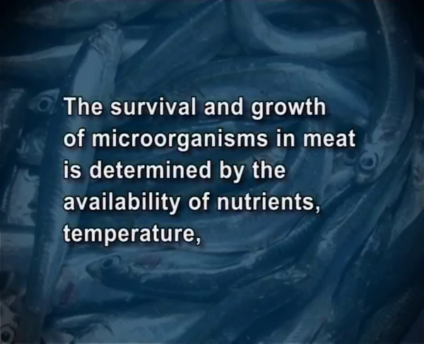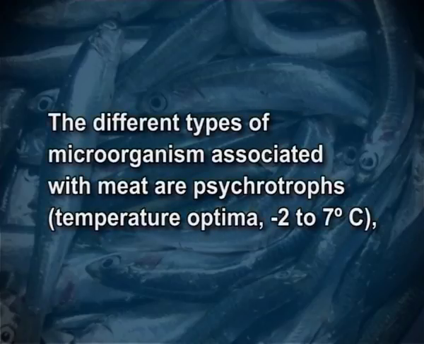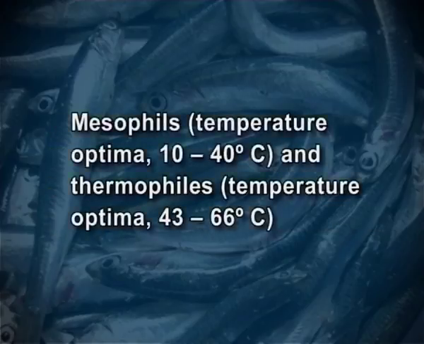The survival and growth of microorganisms in meat is determined by the availability of nutrients, temperature, moisture content, pH, and nature of gaseous environment to which the organisms are exposed. The different types of microorganisms associated with meat are psychrotrophs, temperature optima -2 to 7 degrees centigrade, mesophiles, temperature optima 10 to 40 degrees centigrade, and thermophiles, temperature optima 43 to 66 degrees centigrade.